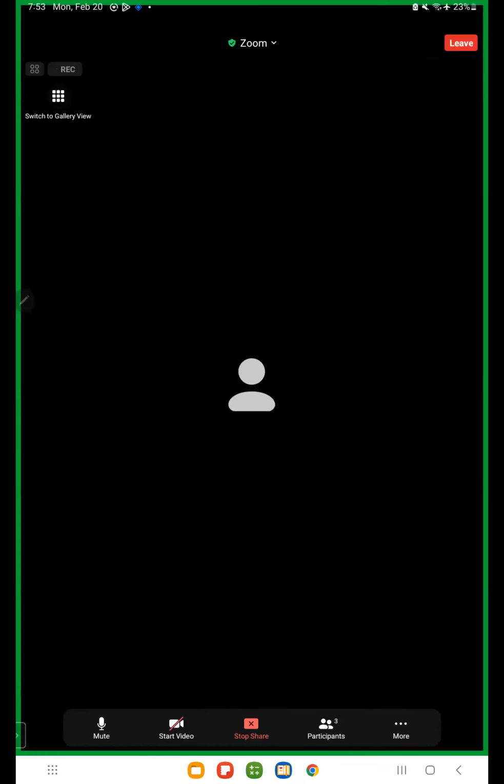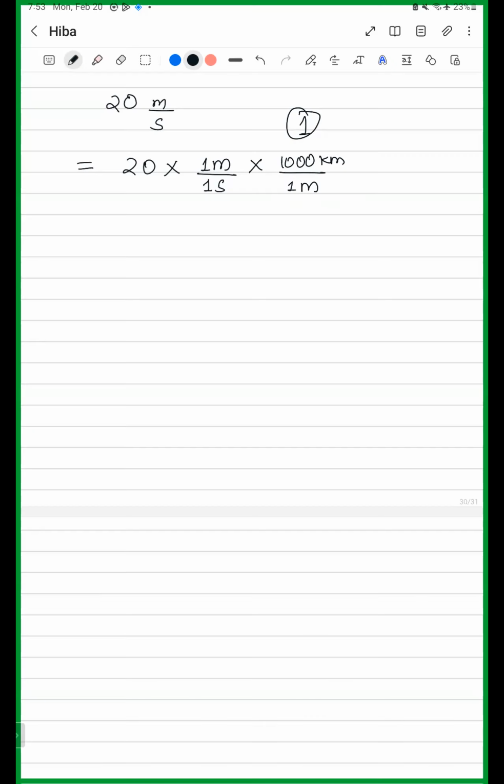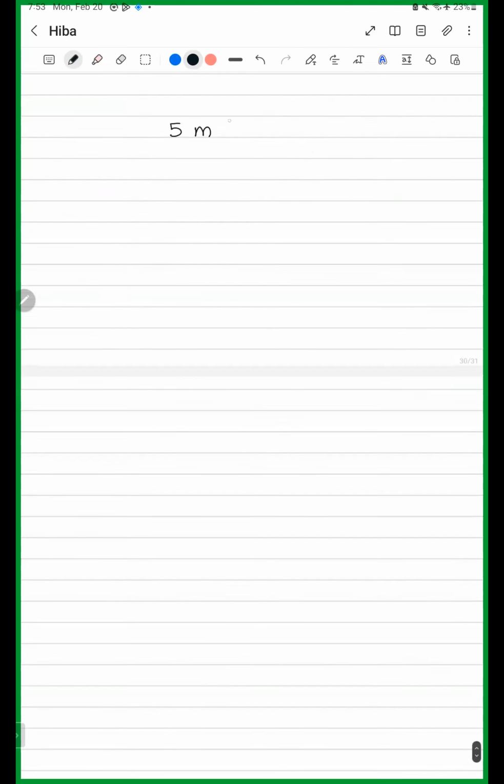Can you explain that part again, how it became 1000? Okay Hiba, tell me, if I have, let's say, 5 meters, forget the top part for now. I have 5 meters. Can I multiply this with 1? Randomly, I can do that.